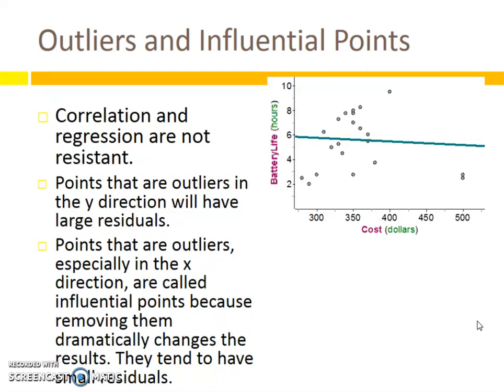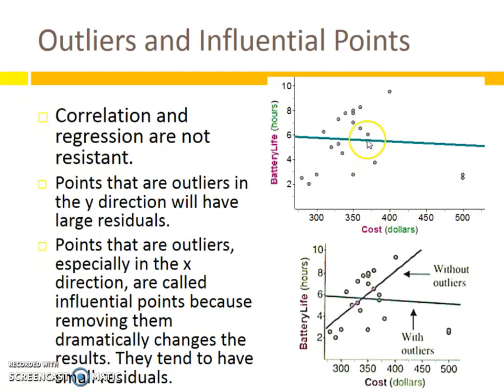Correlation and regression are not resistant. Points that are outliers in the y direction, in the vertical direction, have a large residual. So you can see that right here, this point where my little cursor is, large residual. Points that are outliers in the x direction are often called influential because removing them dramatically changes the result. They tend to have smaller residuals.